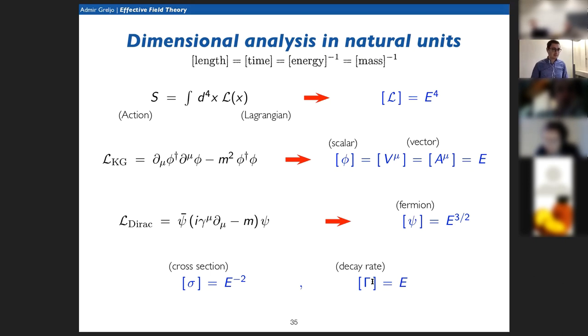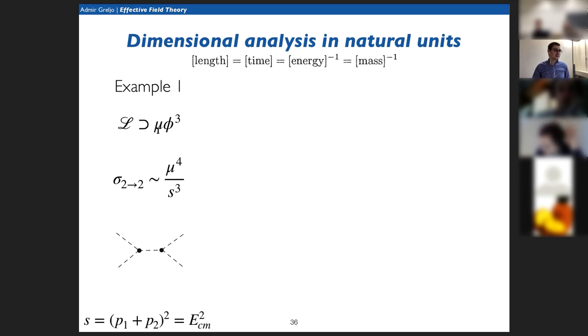So let's just do some simple dimensional analysis. Imagine you have a phi cubed interaction. The coupling of this interaction is dimensionful. Remember, the Lagrangian is dimension four and the field is dimension one. So the coupling mu has dimension one. Now you're calculating the cross section, two to two scattering. You see that you have two insertions of the coupling. So it goes as mu squared at the level of amplitude, and this squared at the level of cross section. So mu to the four.